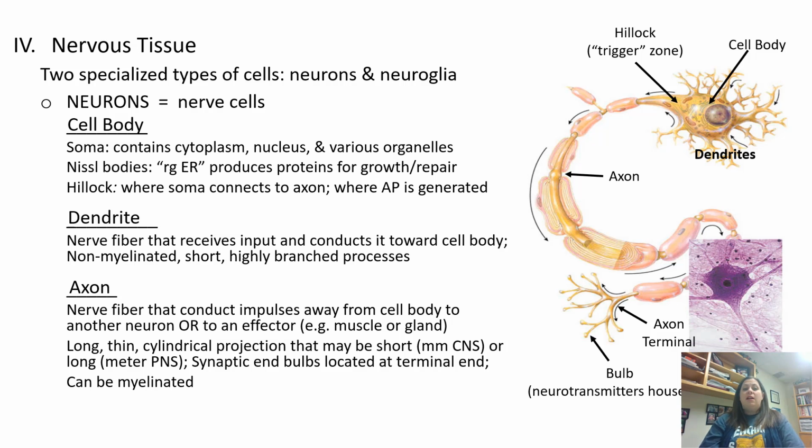On the other hand, the axon is the nerve fiber that conducts impulses away from the cell body. This is going to then talk to either another neuron or an effector known as a muscle or gland. We see that the axon is going to be long, thin, and a cylindrical projection that may be short, especially in the central nervous system because communication is very close, or it can be long, like meters long in the peripheral nervous system, like the nerve that runs from your spinal cord down to your big toe. It's going to be a long nerve. We see that these can be myelinated, but they may not be.